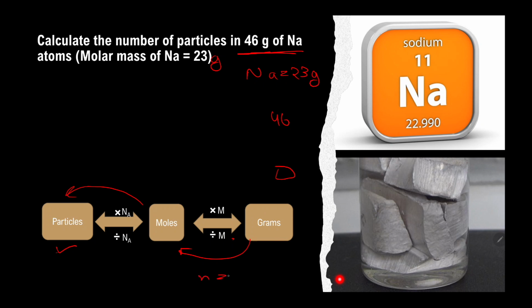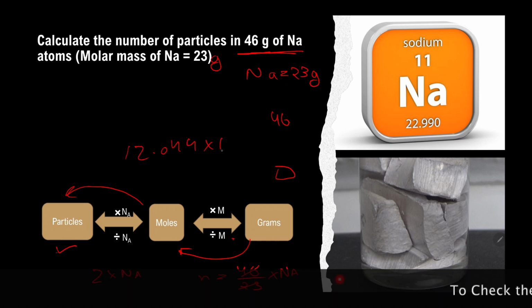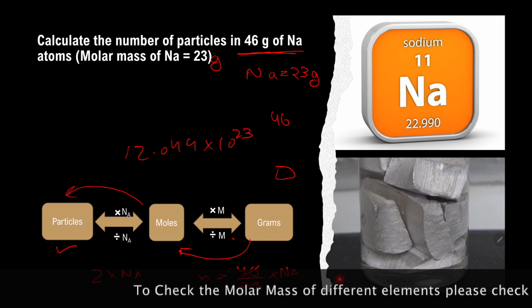So number of moles n is equal to given weight, 46, divided by molar mass. Okay, molar mass is 23. And then, once you know the number of moles, in order to calculate the number of particles present in it, you have to multiply that with Avogadro's number. So this will be 46/23 into N_A. Okay, and you can say the value will be 12.044 into 10 raised to the power 23 particles present in sodium.